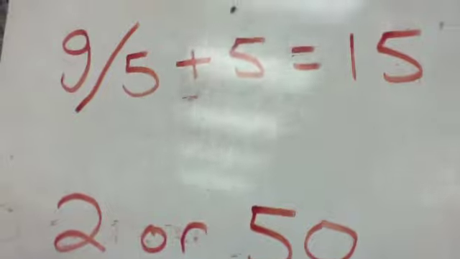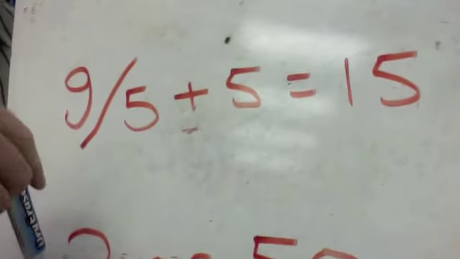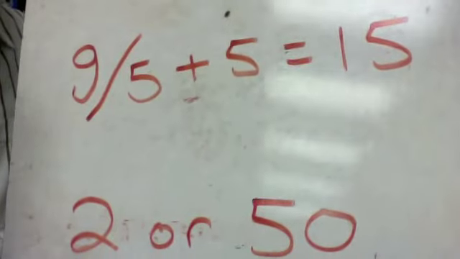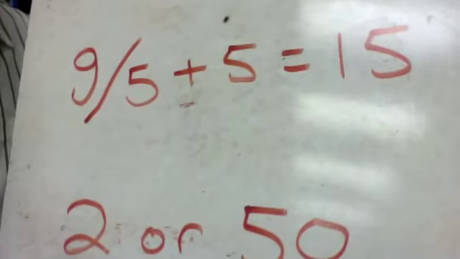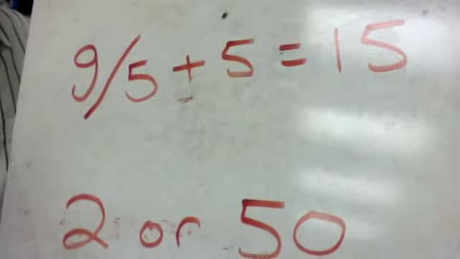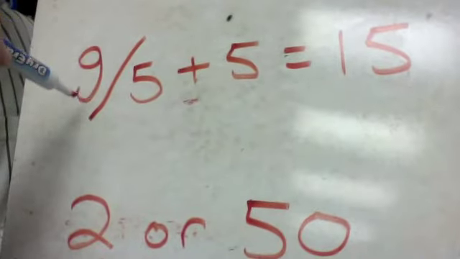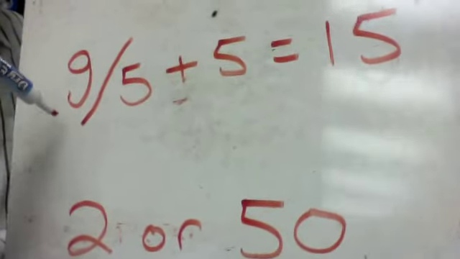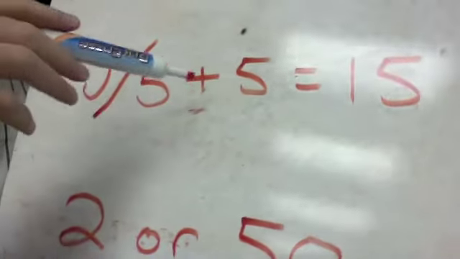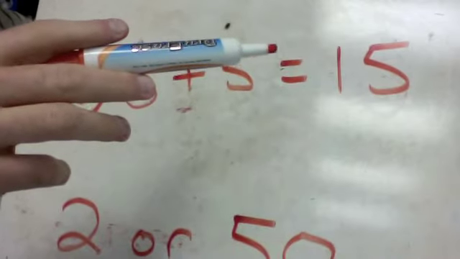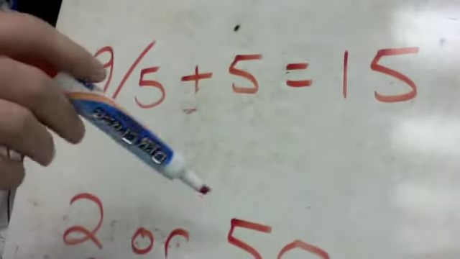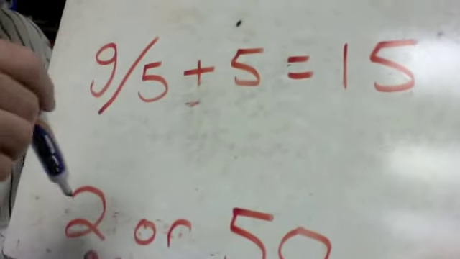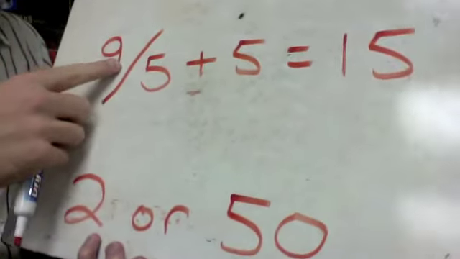Pretty wide variety of choices for this one. We're going to see if it's either 2 or 50. And I did this for a specific reason, because this is kind of a common thing that people mess up on here. Our problem is g divided by 5. Remember, any type of slash is going to be divide. G divided by 5 plus 5 equals 15. We have to see, is it going to be 2 or is it going to be 50? So we'll start with 2 first.